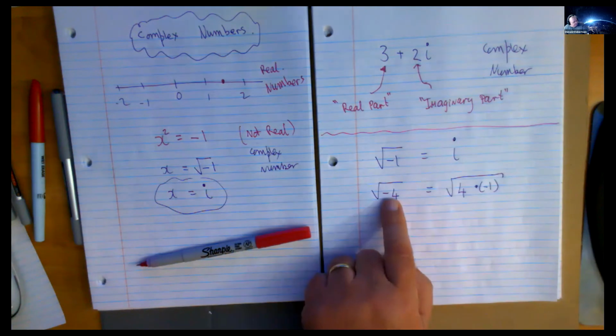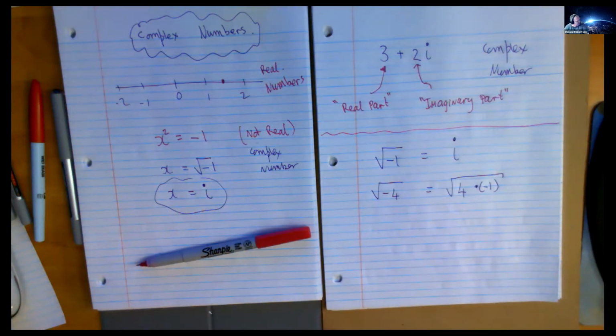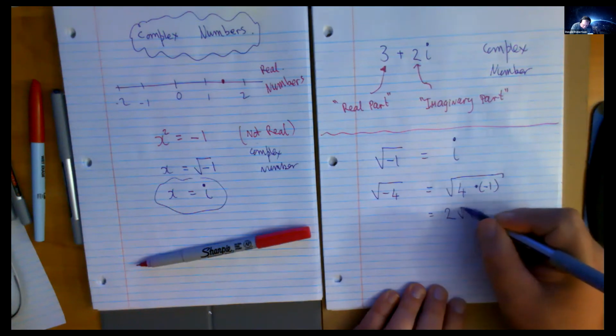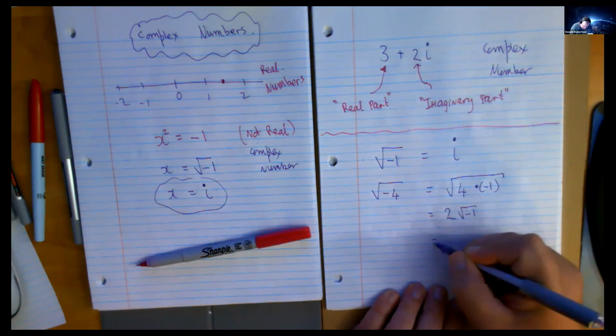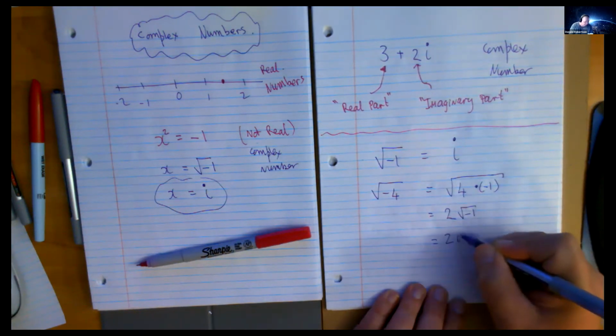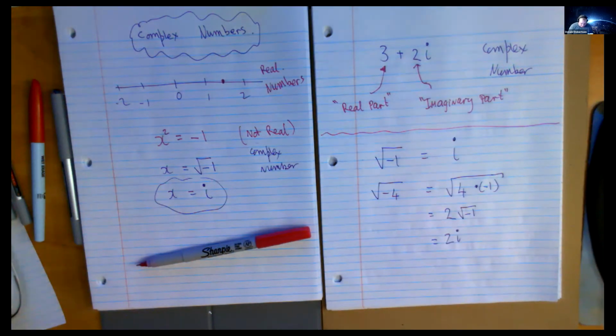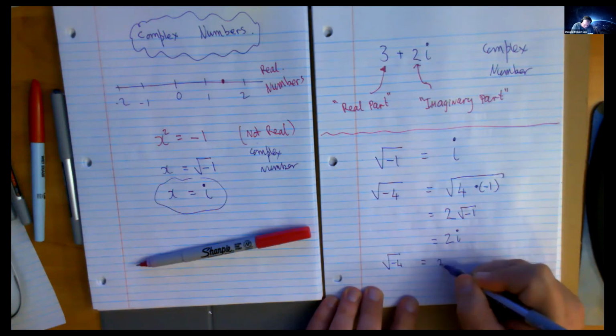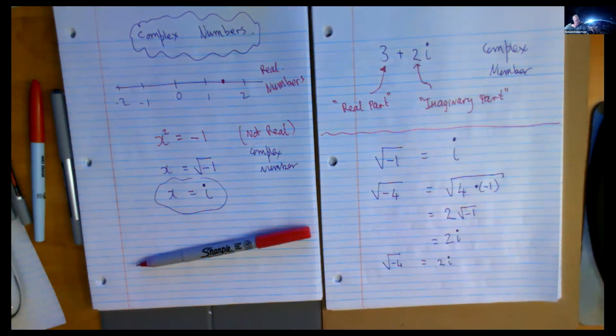Can't you split this up as 4 times -1? And isn't the square root of 4 2? So it's 2 times that. But we don't like using that. We use i because it looks pretty. So that makes the square root of -4 actually just 2 of these i's.